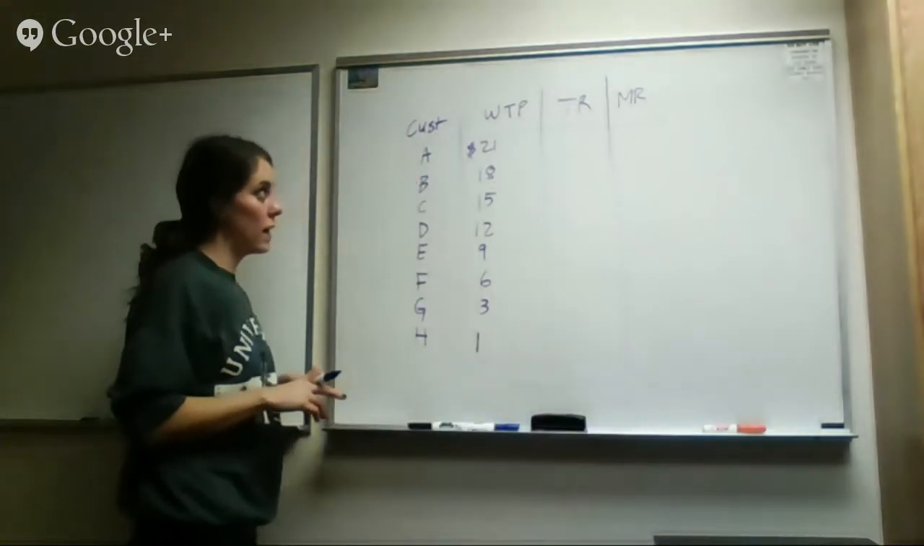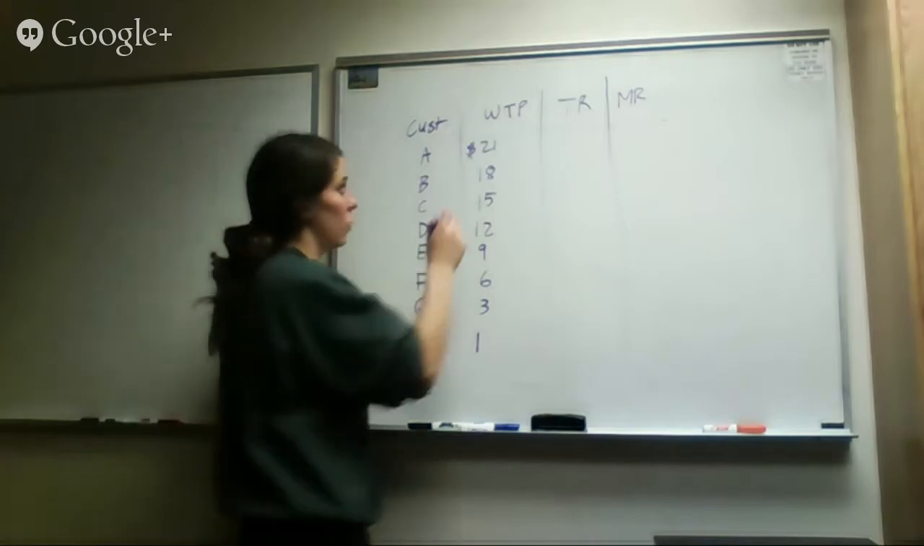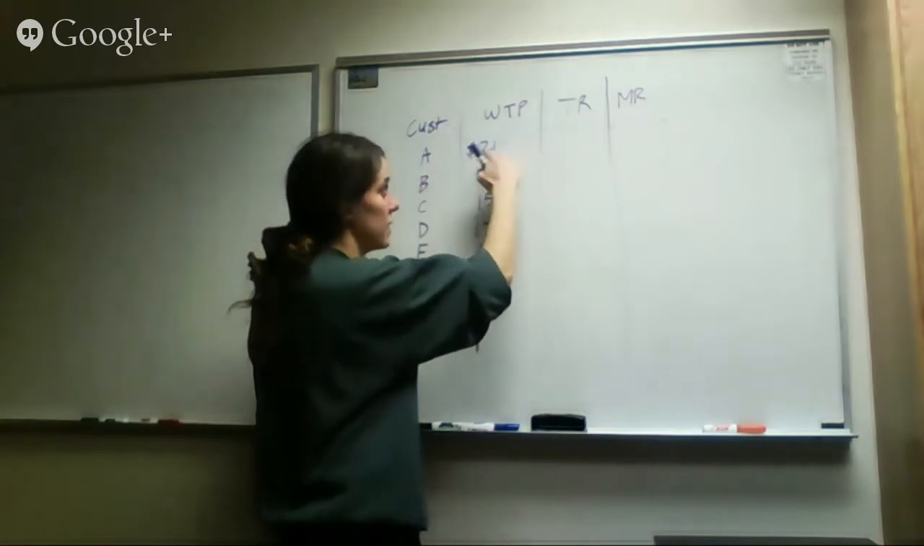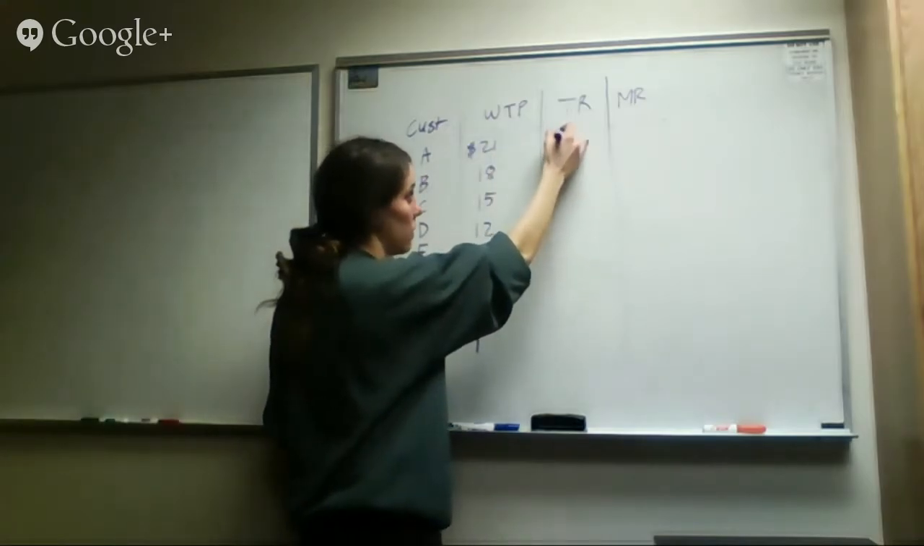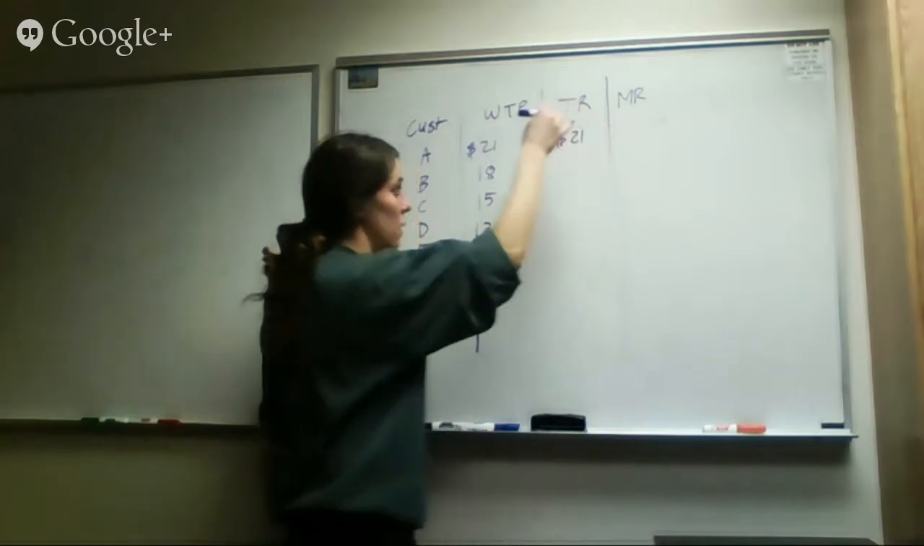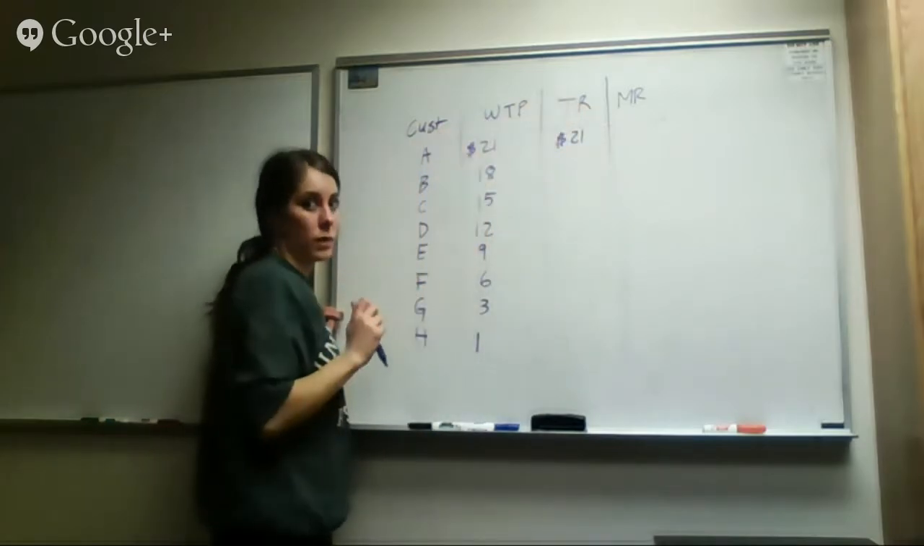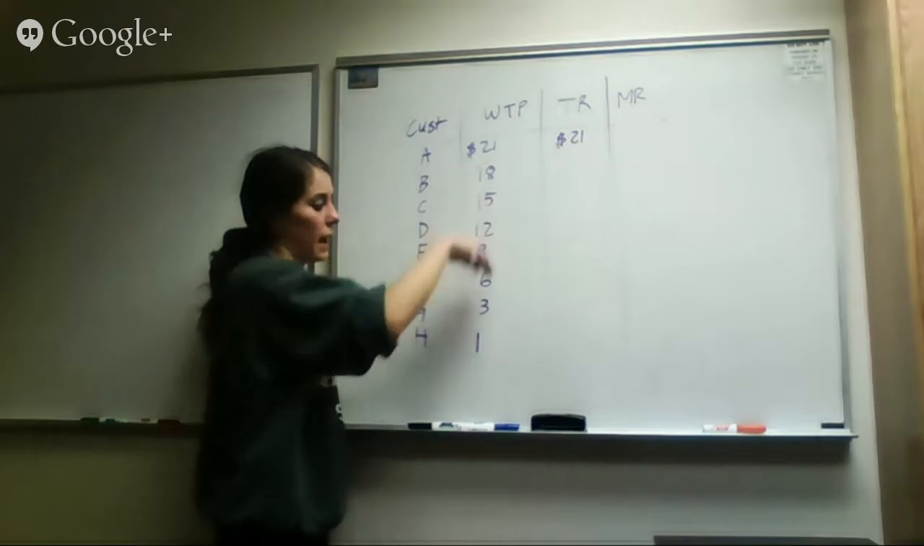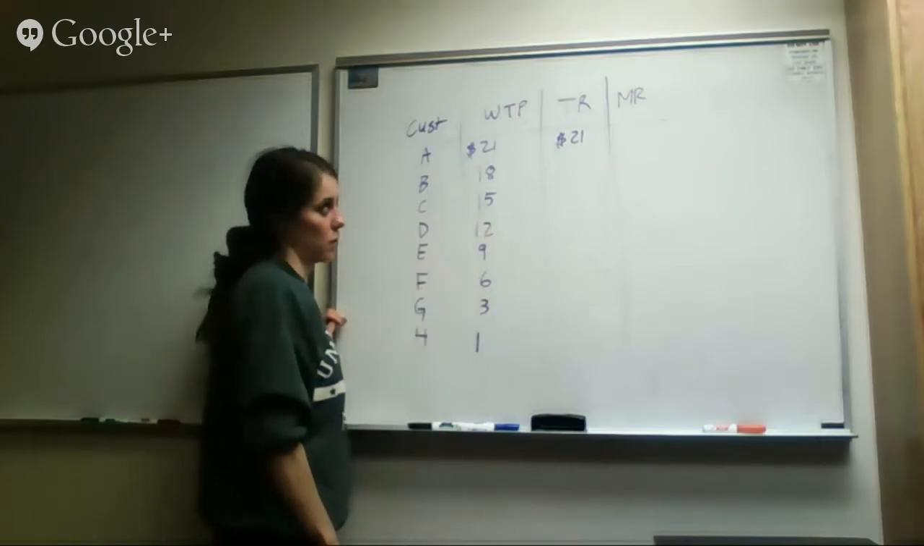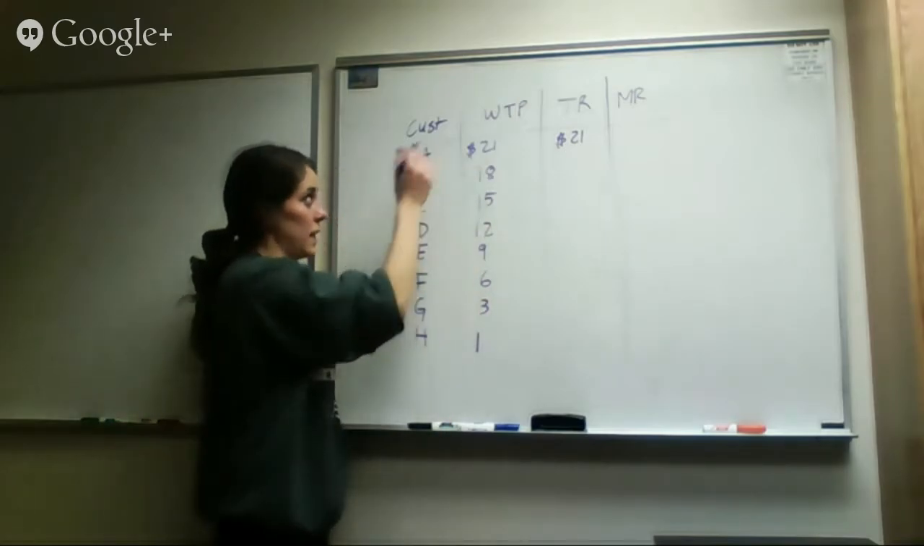So if Mountain West were to sell this burrito to person A, they'd sell it for $21, and their total revenue would be $21 because they only sell one burrito, because no one else would be willing to pay the $21 for a burrito, except for this crazy guy.